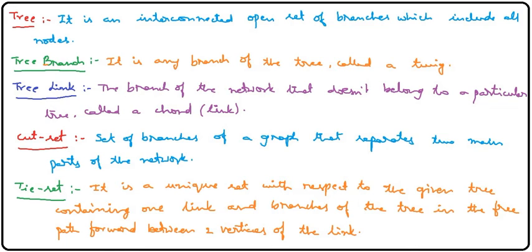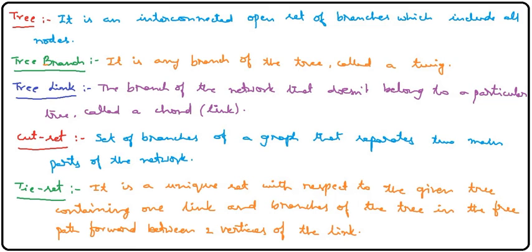Then what is meant by tree branch? Any branch of the tree is called a tree branch, and it can also be called a twig. We will do some problems on this topic also. Don't worry about anything, just see the definitions, and in the next class we will definitely see the different aspects of it. Next, tree link. What does it mean? A branch of the network that doesn't belong to a particular tree is called a link or chord. That is called a tree link.